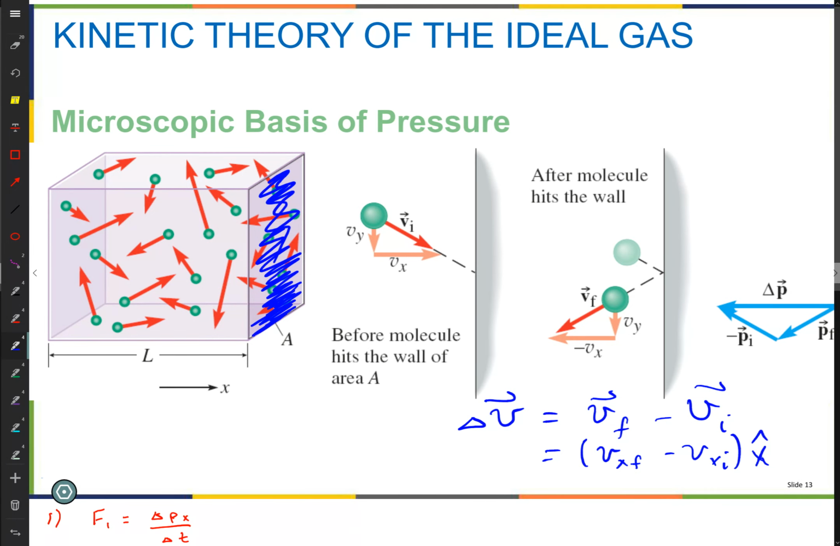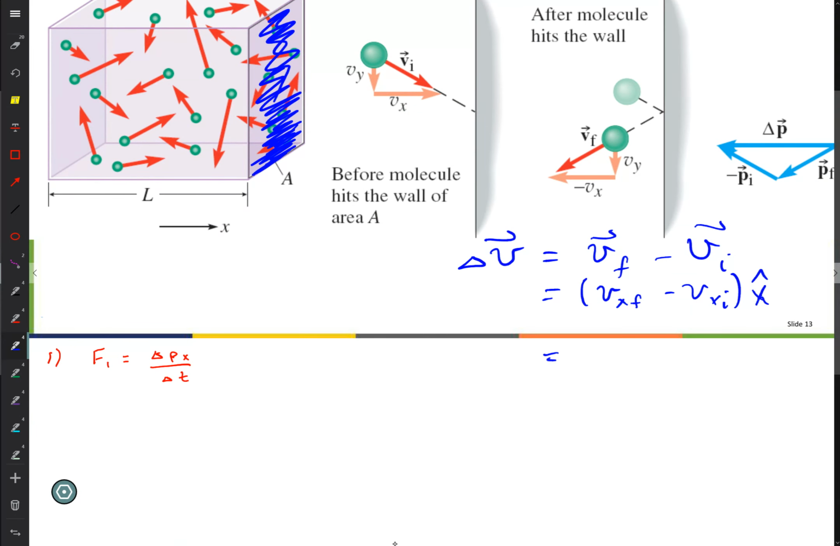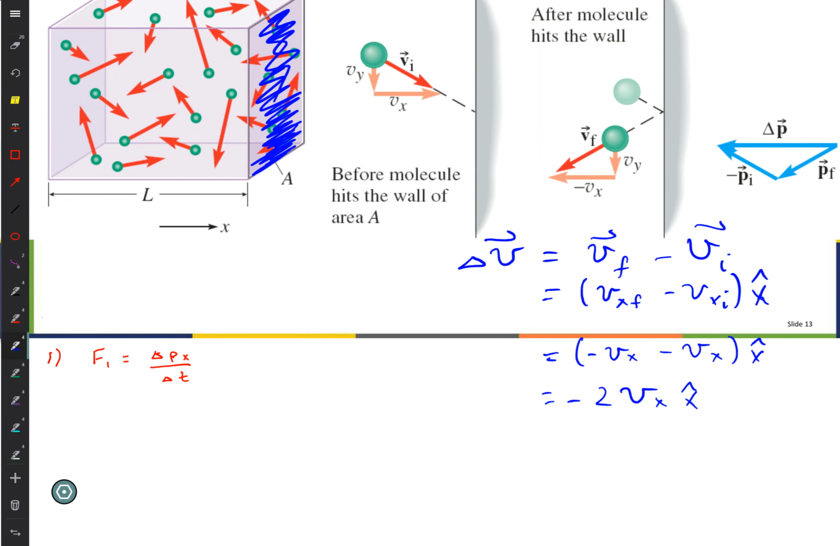So my change in velocity is all in the x direction. If it came into the wall with the speed of plus Vx, what's going to leave the wall with in the x direction? Minus Vx. And so I should have here then the change in velocity is minus 2 times the initial speed it had in the x direction. Well, I'm going to put that into Newton's second law.